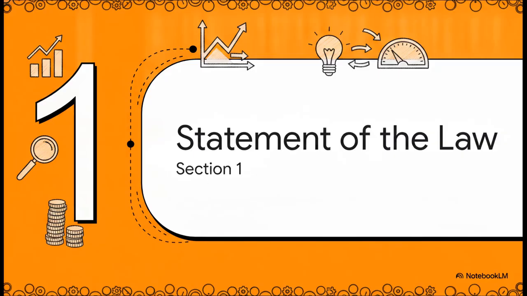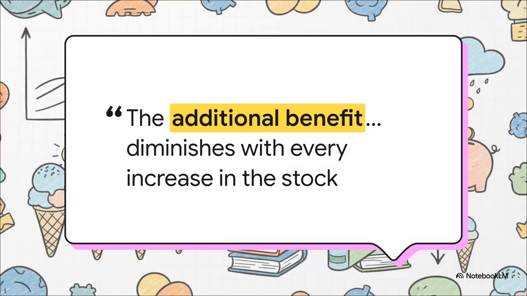All right, Section 1, Statement of the Law. To build our foundation here, we have to look at the words of the legendary economist Alfred Marshall. He stated, quote, "The additional benefit a person derives from a given increase in his stock of a thing diminishes with every increase in the stock that he already has."